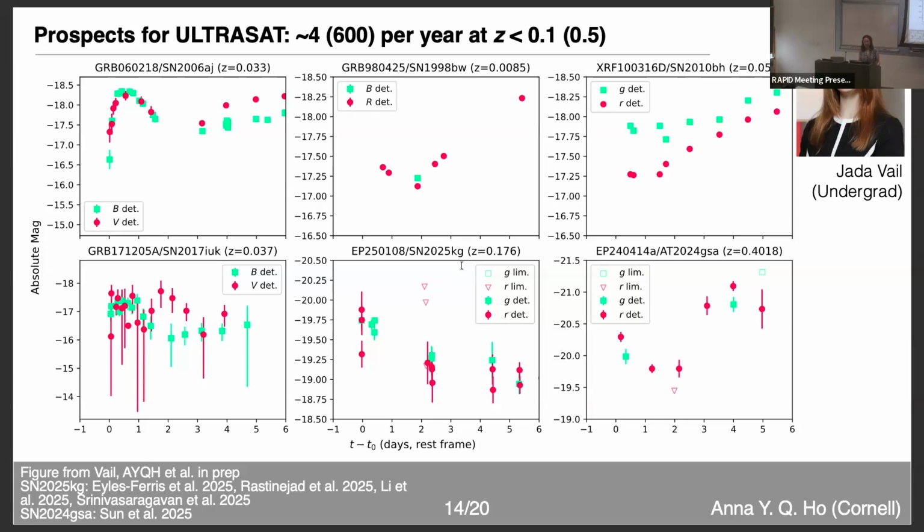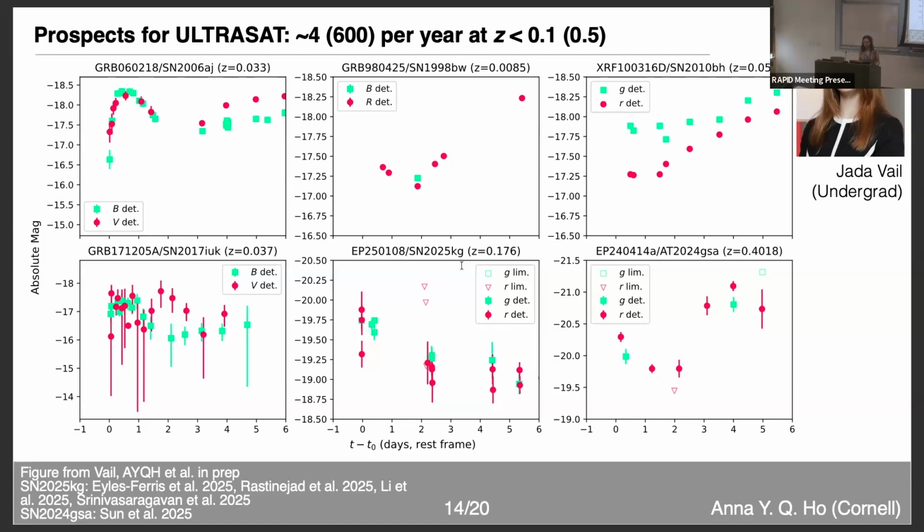So what does that mean? It means that for ULTRASAT, it actually has great prospects for detecting a huge number of these things. The rate is very uncertain. So what I've put here is a range from the most pessimistic, just saying every single one of them is like our fastest and least luminous early emission, like 2006aj. And then on the more optimistic end, I'm saying every single one of them is like our most luminous and long-lived events, like this Einstein Probe event, 2025kg. So the truth is somewhere in between.